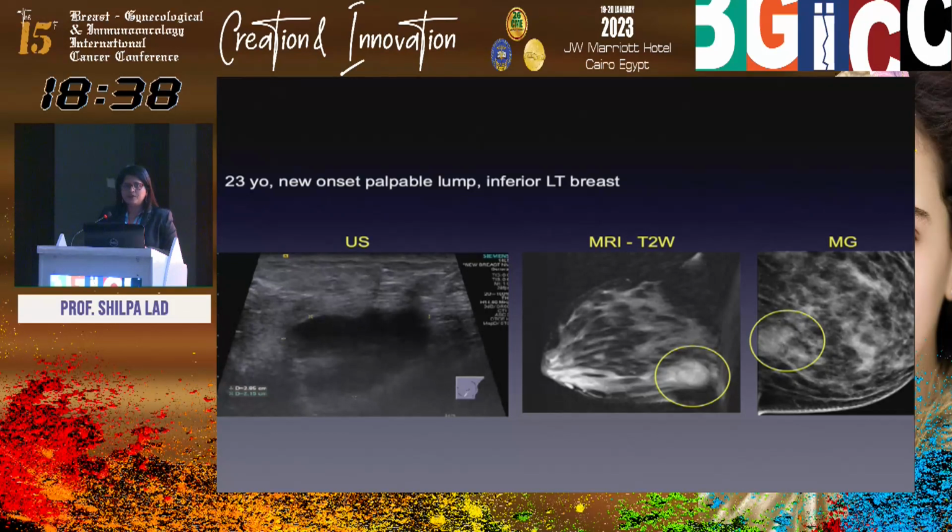We recommend a biopsy. Patient is unwilling for a biopsy at that time, but she says she'll undergo an MRI. On MRI, what do we see? We see a lesion which is hyperintense on T2. Conventionally, T2 hyperintense lesions were supposed to be benign, wasn't it? Simple cysts, fibroadenomas, okay? But here is a twist in the story, okay?